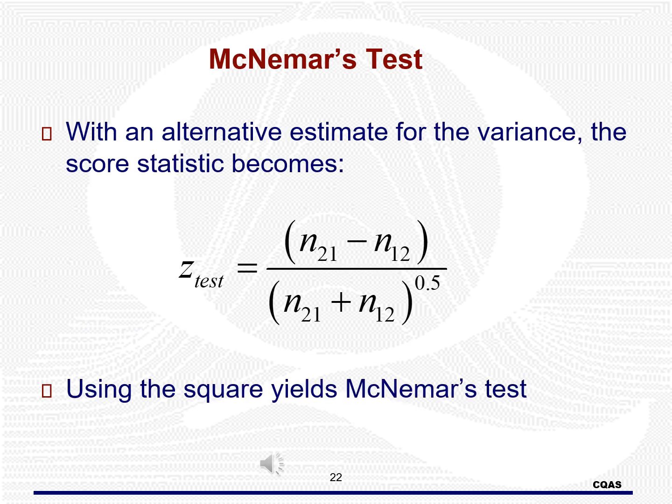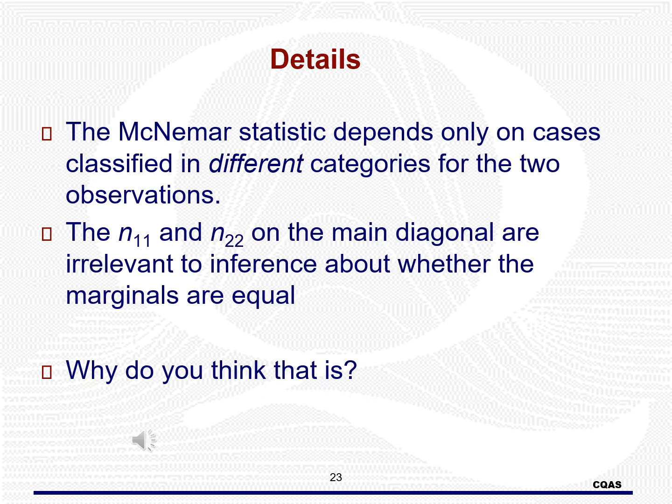If we use an alternative estimate for the variance, we can write the test statistic on the previous page in the form given on the screen. If we square the value, we get McNemar's test. Let's look at some details. Notice that the McNemar test is only concerned with the cases classified in different categories for the two observations. Notice that the main diagonal is not used in the estimate. This is because whichever event you choose, the other common event is not involved in the equation for the difference in the marginals; the common probability cancels out.